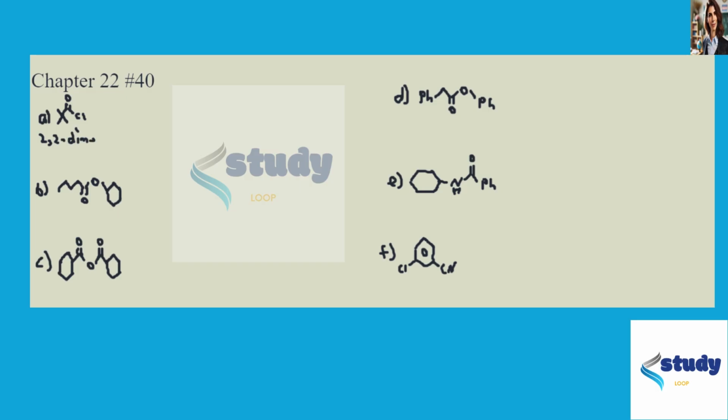2,2-dimethylpropanoyl chloride. So it's an acid chloride, so we know it's going to end in chloride. We're going to name it by its longest chain, which is 1, 2, 3 carbons. So that's where the propanoyl comes from.